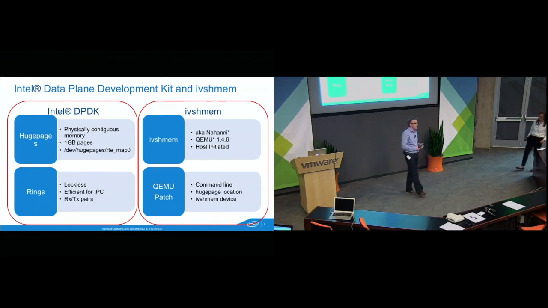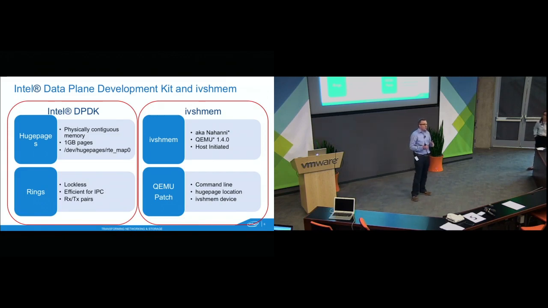So typically we'd have an RX and a TX ring for communication. So in terms of IV shared memory then, IV shared memory is also known as Tahhan, and it was introduced into QEMU in 1.4.0. Originally, IV shared memory is for sharing POSIX shared memory objects. And a key point about it is it's always host-initiated sharing. So the host has to initiate the sharing by putting an IV shared memory device on the command line of QEMU when the guest is being created.